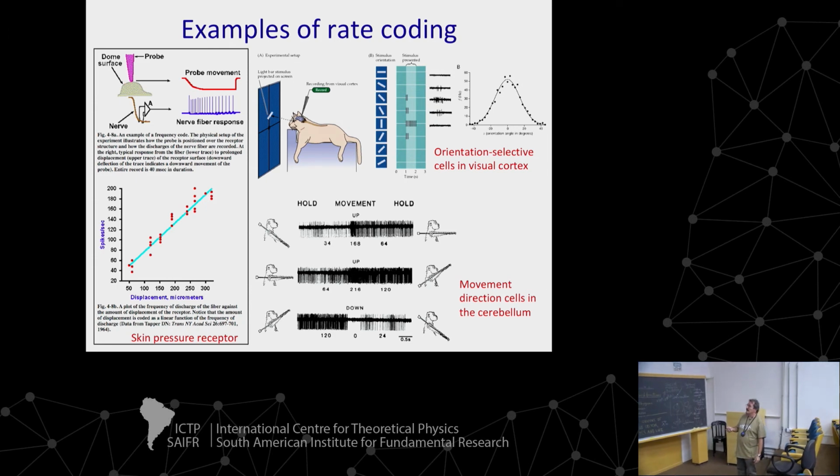Here you have another example. There are cells in the cerebellum that are sensitive to the joint angle, to the movement of the joint angle done by a subject. Depending on the joint, you see here, the movement occurs during this time window. And depending on the type of movement, the rate, the frequency of firing, is higher or lower. So there are some examples of rate code in the brain.